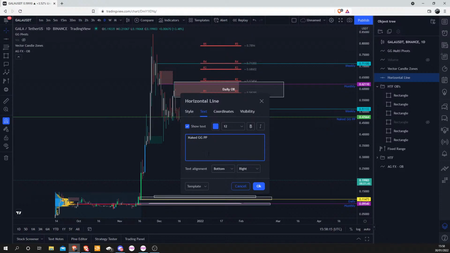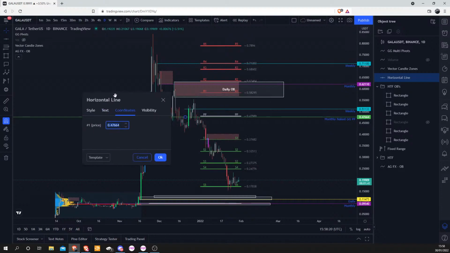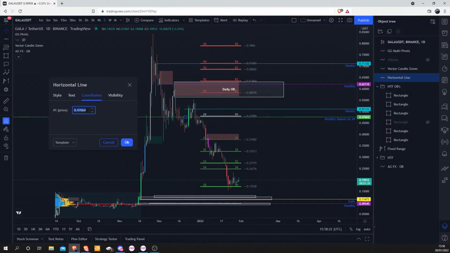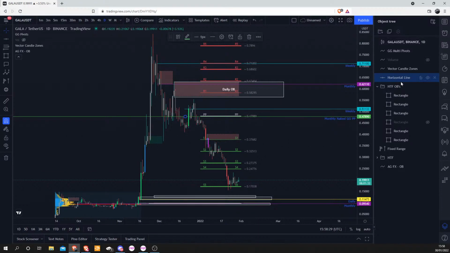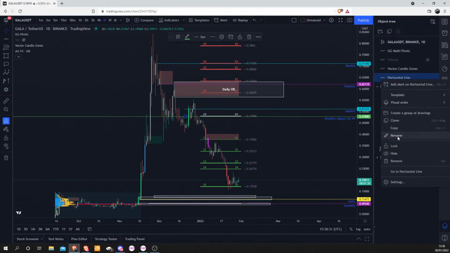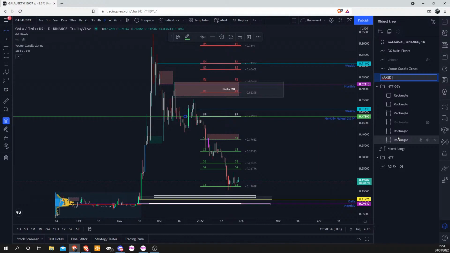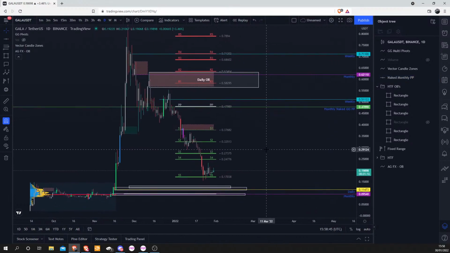Monthly, and it's at 4789. Okay, let me just label that. Yeah, so you'd expect some resistance coming back up there.